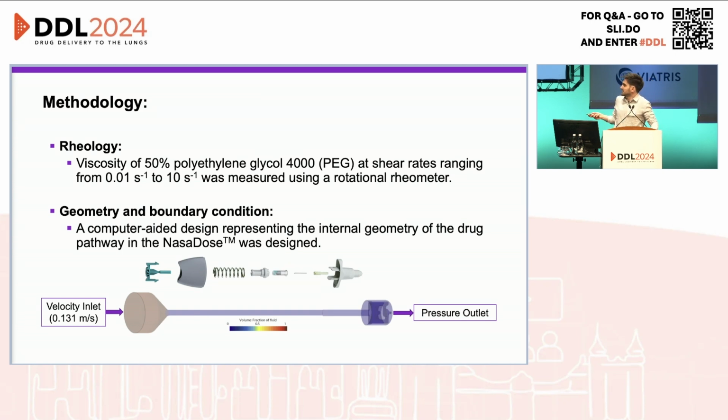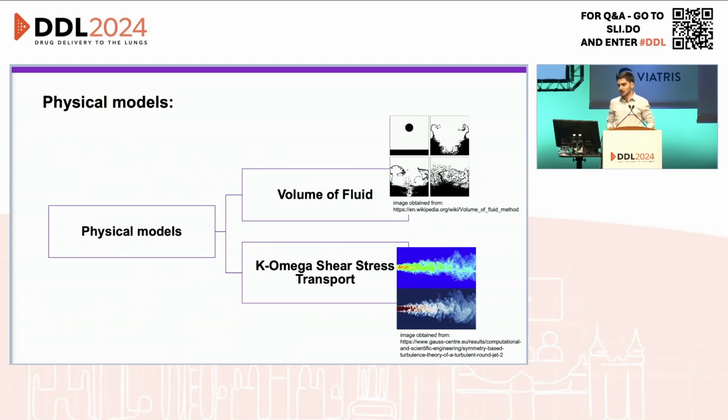As you can see on the left-hand side, we have a velocity inlet, which is a constant inlet velocity moving in the fluid at the same velocity over time. On the right-hand side, we have a pressure outlet over here. And finally, everything else was set as a no-slip wall.